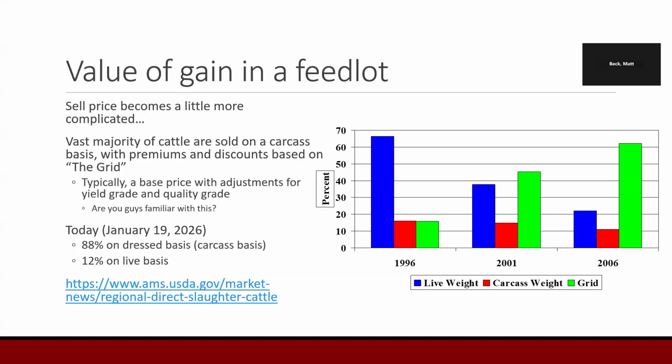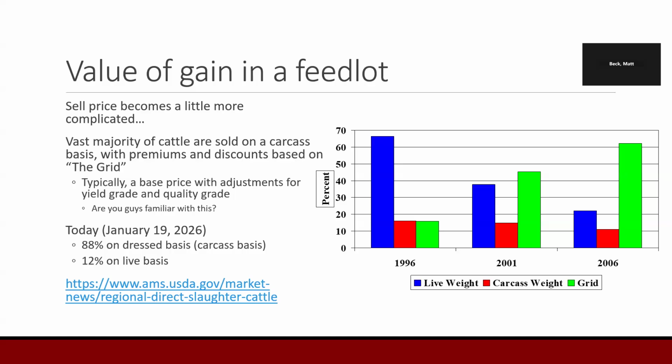Yep, premiums for quality and yield grades and discounts, right? And pretty much a yield grade 3, quality grade Choice is your base. So it receives no premium or discount. So every other quality grade by yield grade combination is based off that base price. Okay, so we'll look at that. All right.